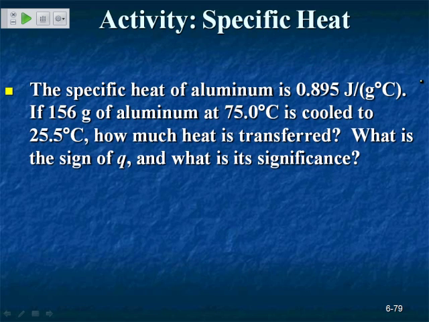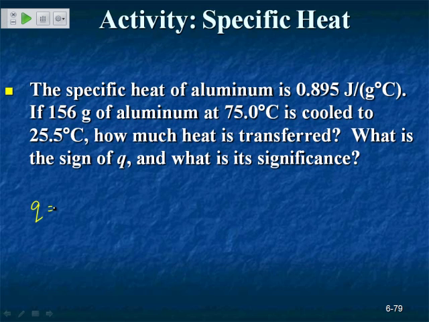So here is another question. The specific heat of aluminum is 0.895 joules per gram degree Celsius. If 56 grams of aluminum at 75 degrees Celsius is cooled to 25.5 degrees Celsius, how much heat is transferred? What is the sign of Q and what is its significance? What is its significance means whether it is an exothermic reaction or endothermic reaction. Okay, how do we calculate Q?